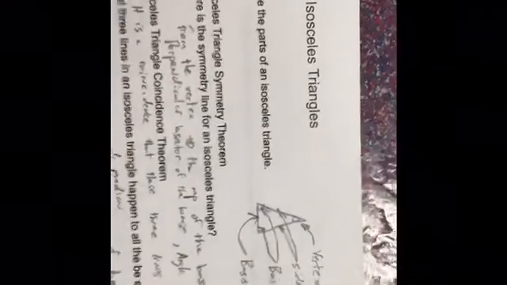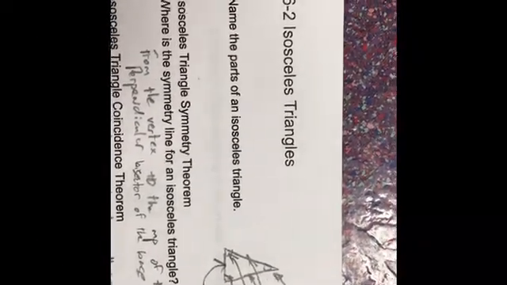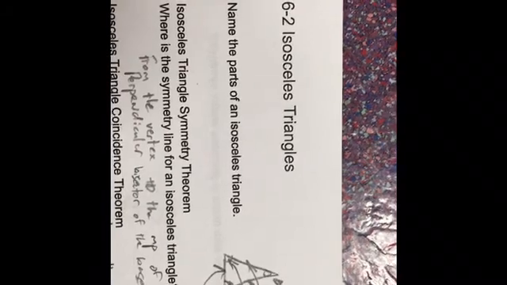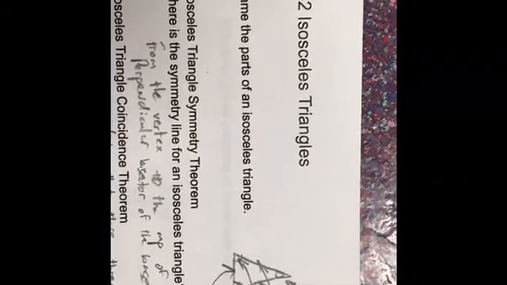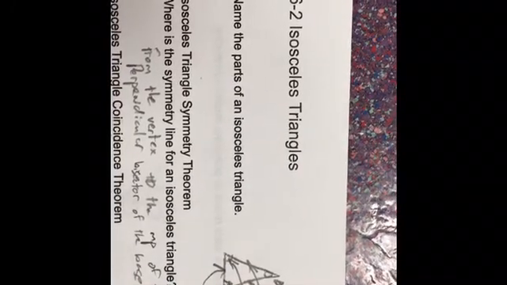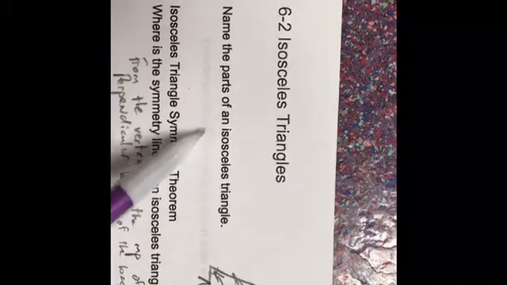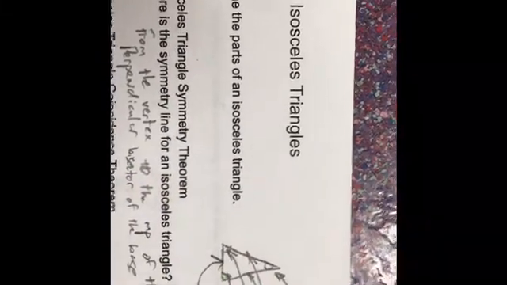That's 6-1. 6-2. Name the parts of an isosceles triangle. Okay, we've already got it labeled here. We have a vertex, that is like the top of it. We've got sides or legs. Remember, isosceles in Greek means two-legged, and it's two equal-legged, or it might mean equal-legged. Iso, I think, means something like equal.